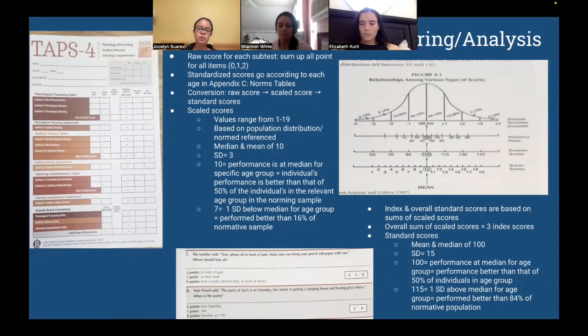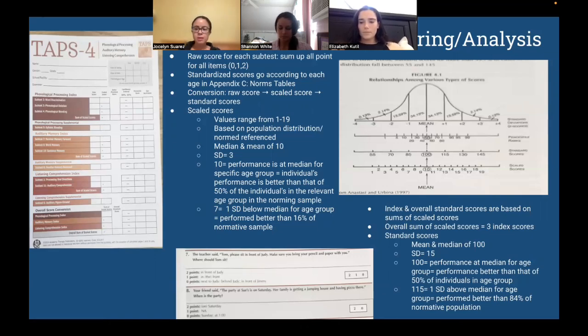Some of the subtests just have a 0 or a 1, either they got it right or not. But what they do is the administrator adds up all the raw scores from each item from all the subtests. They convert the raw score to the scaled score to the standard scores, which they have all the tables and indexes within the manual. And this assessment is also norm referenced as well as standardized.